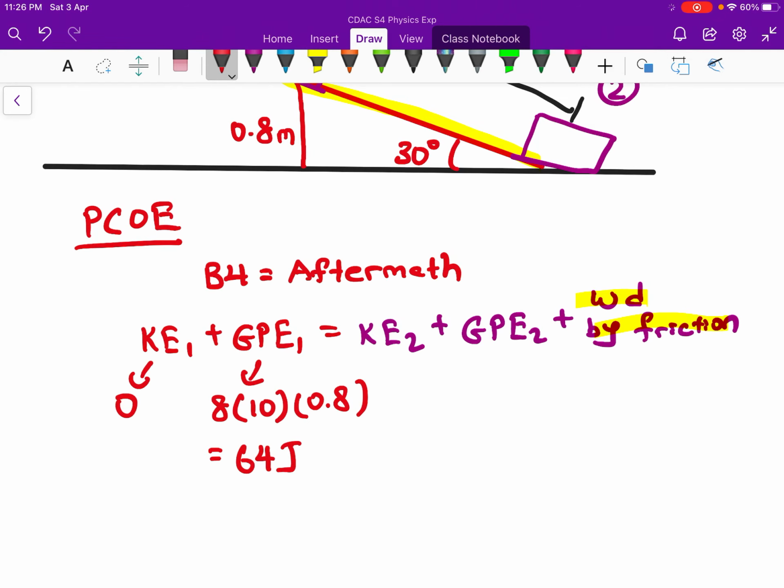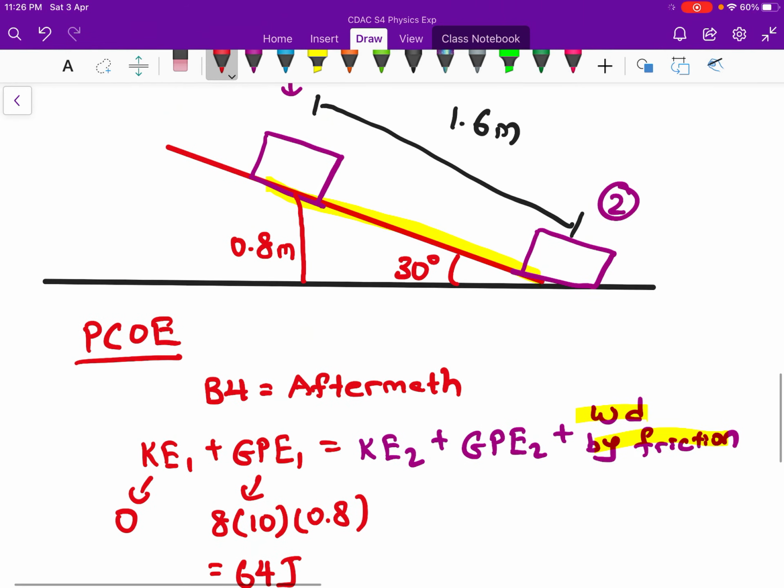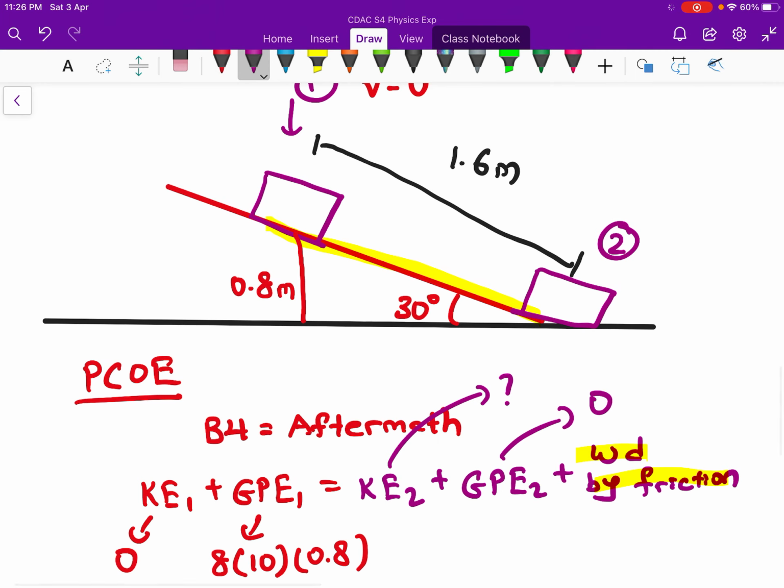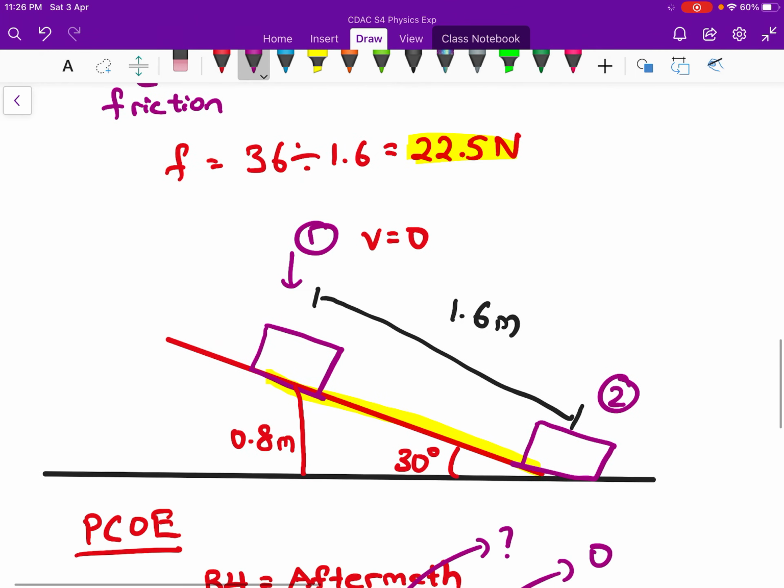So now I go to the aftermath. At the aftermath, I don't know the kinetic energy, so that one I want to find. GPE2, because it's at the bottom, is 0. And the work done by friction, we must use the previous answer of 22.5 Newton.